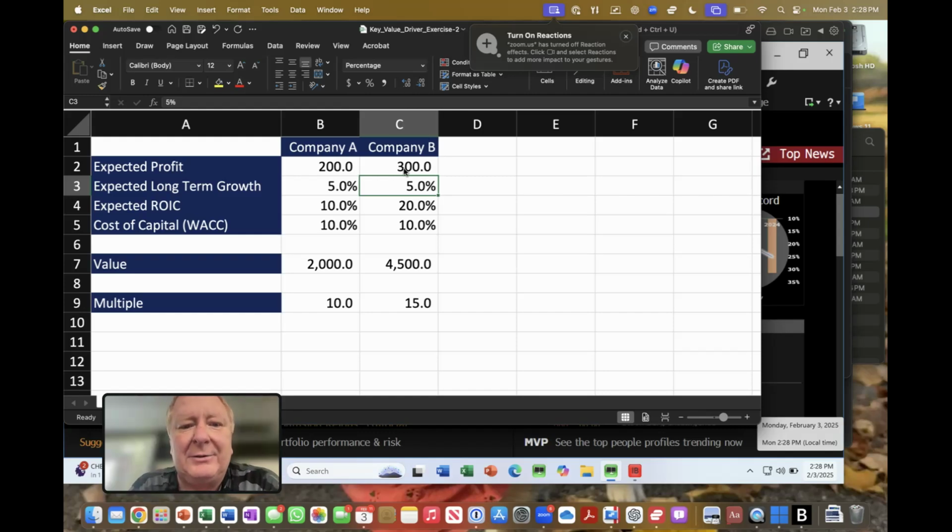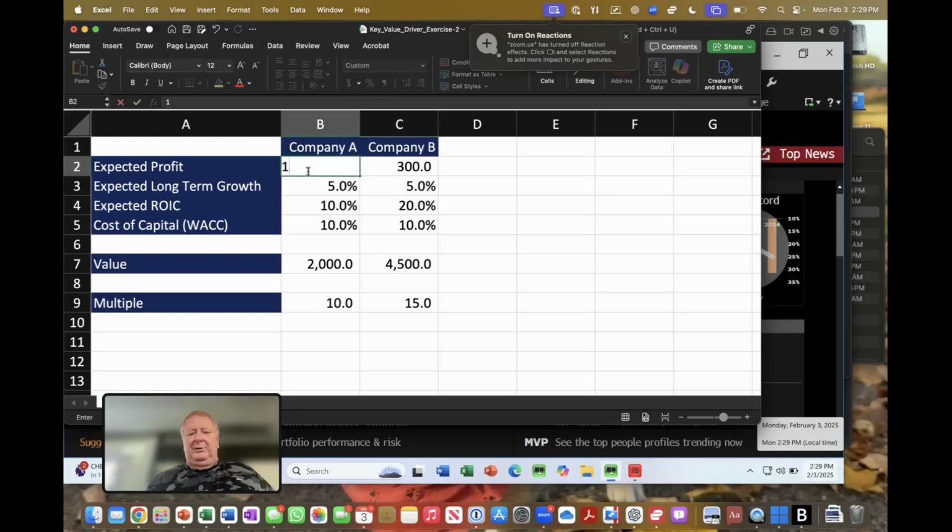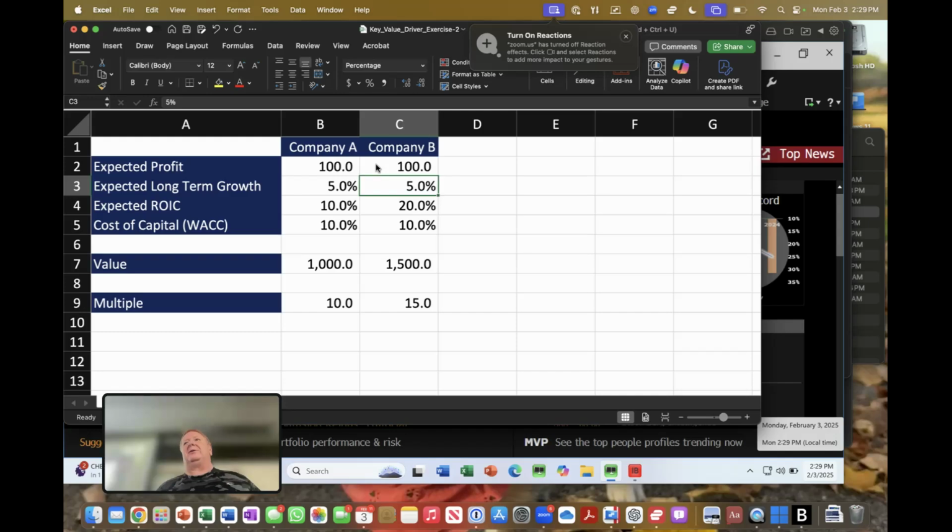So the next scenario, I asked you to change the long-term growth rate. Now we're dealing with perpetuities here. So we say long-term growth rate. This isn't the 1-year growth rate or 5-year growth rate. It's the forever growth rate, 30-year growth rate, right? So when company A's growth rate increases, what happens? What happened to value? What happened to multiples? Yep. No change to either. I'm sorry, there's no change to either. Why?